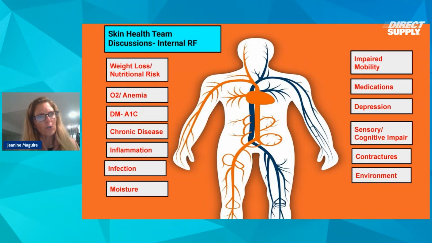So do they have issues with oxygen perfusion? I need to see some labs. I need to see what the hemoglobin's looking like. Do they have issues with their blood sugar? Do they have diabetes? What's the A1C?